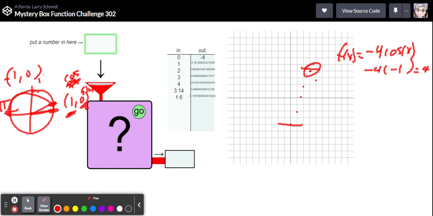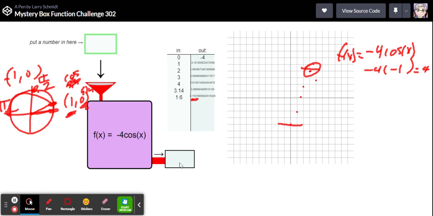At pi over 2, the cosine is going to be 0. So this whole thing will evaluate to 0. And if we look at our approximation for pi over 2, we're very, very close to 0. So I think we've got this. This is just the cosine of x, but with a negative multiplier, a -4. Let's go ahead and take a look at that and see if we're right.